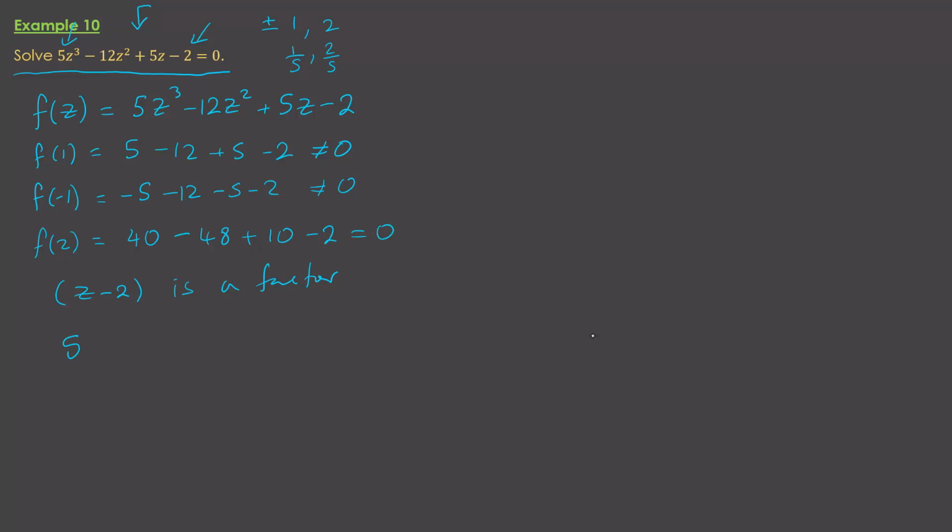So we know that 5z cubed minus 12z squared plus 5z minus 2 is equal to z minus 2, and then a quadratic factor. Now with 5z cubed at this end, we need 5z squared at this end. This is a negative 2, this is a negative 2, so I know I need plus 1 at this end. Not sure what goes in the middle, so we'll write plus a z.